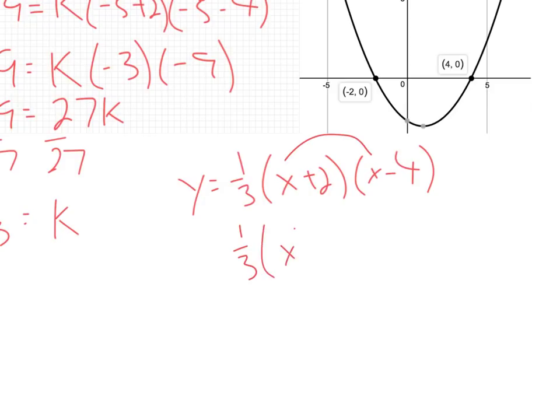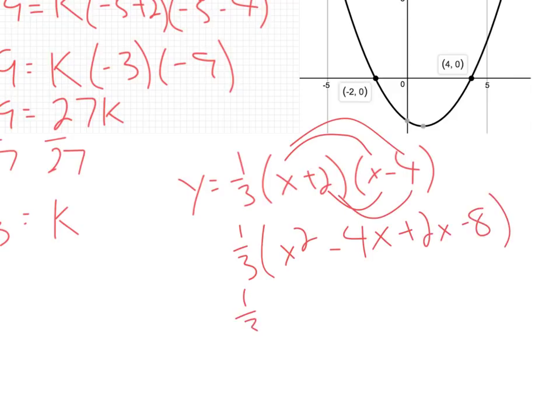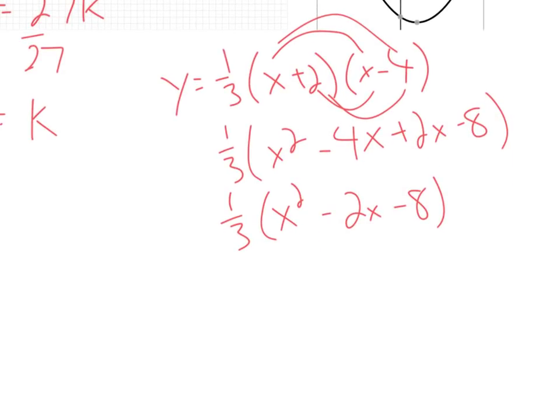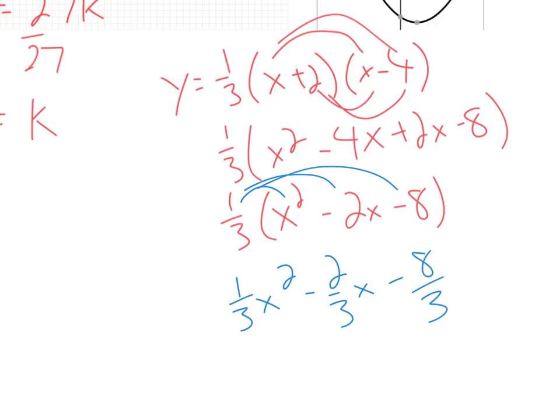If need be, we could distribute this out if they asked for standard form. So we'd have 1/3 x squared minus 4x plus 2x minus 8. Then 1/3 x squared minus 2x minus 8. Then distribute that 1/3 in, and you get 1/3 x squared minus 2/3 x minus 8/3. Now it's in standard form, if that's what we're asked to do.